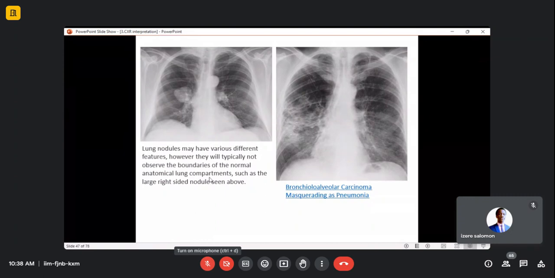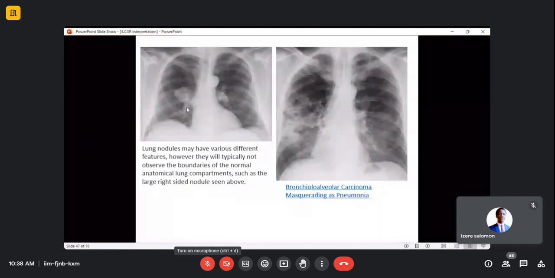So my question is, can it be airspace opacity? For me, it doesn't look like airspace opacity. Normally airspace opacities are irregular. They have irregular margins, but this one is smooth, well-marginated, homogeneous opacity. It looks like a mass or nodule. Even this one is a nodule. Okay.